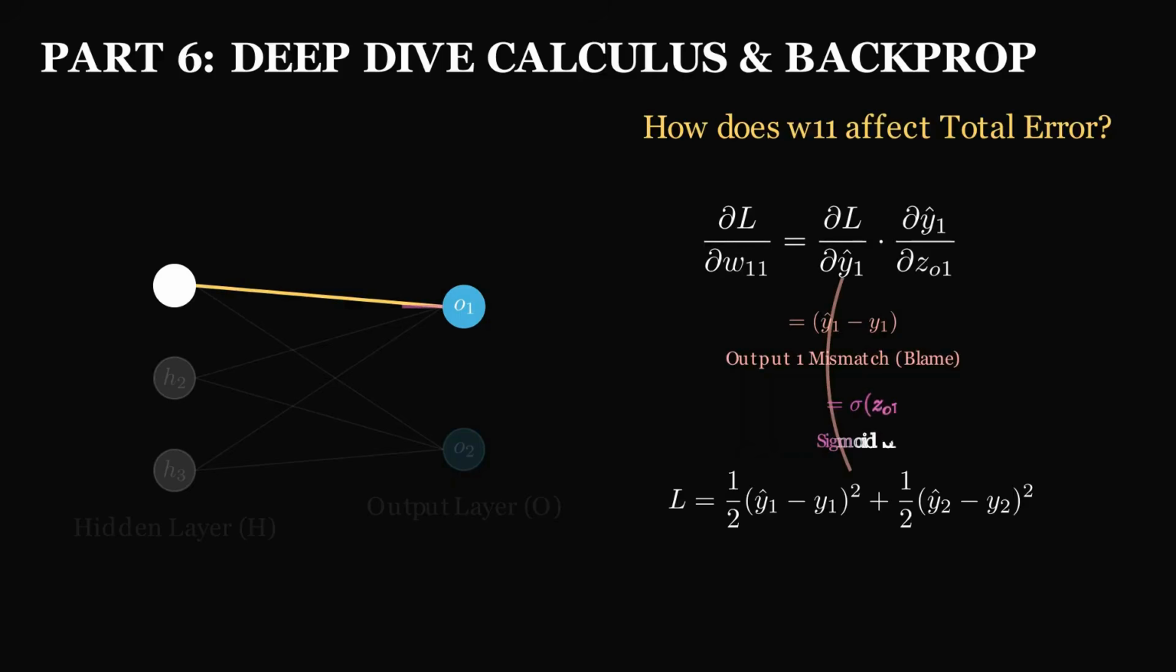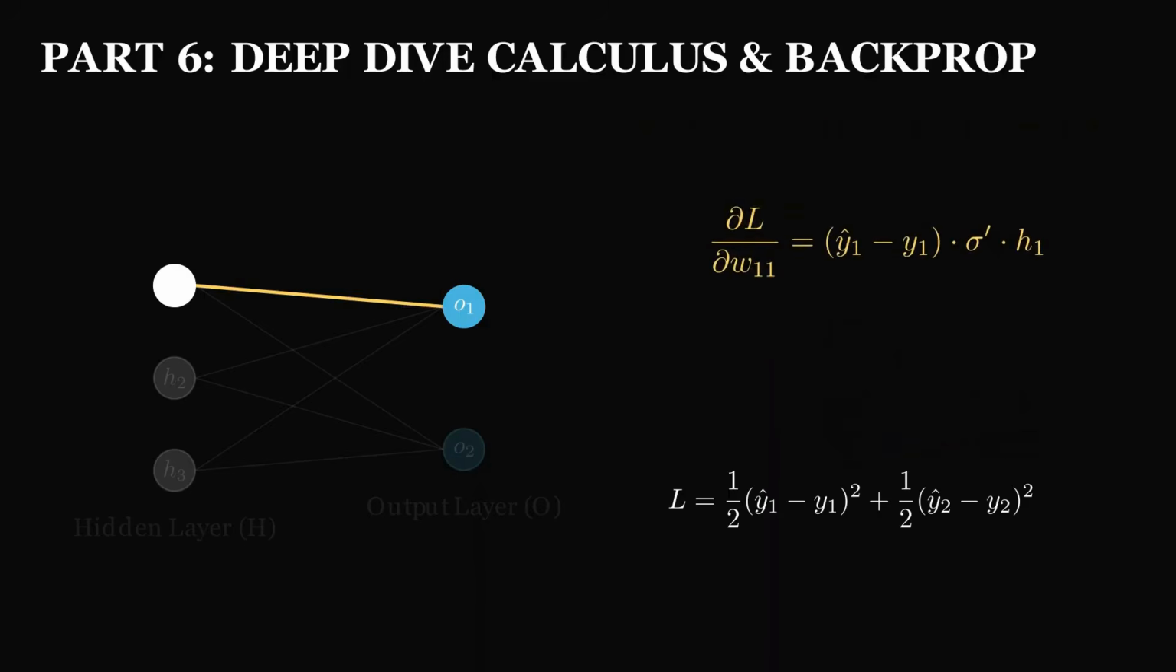Second, the derivative of the sigmoid function. This acts as a gatekeeper. It determines how sensitive the flattening curve is to letting error through. And third, the input entering this path is H1. This is the visual highlight.